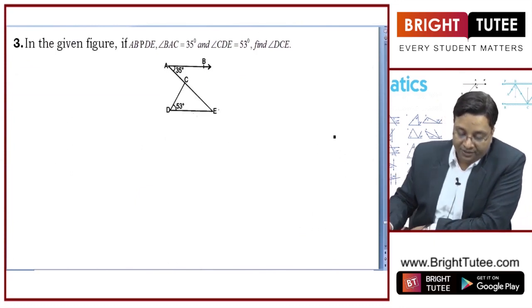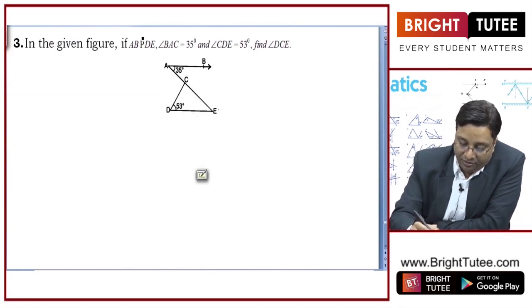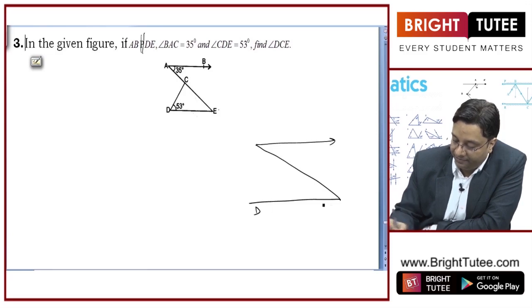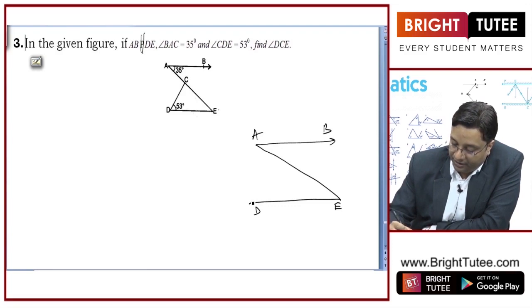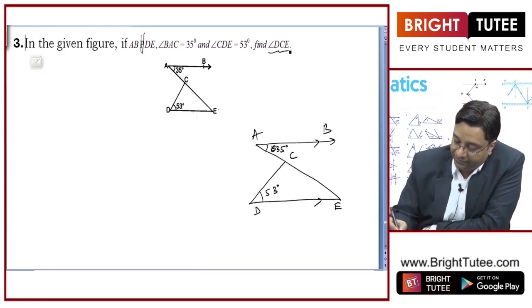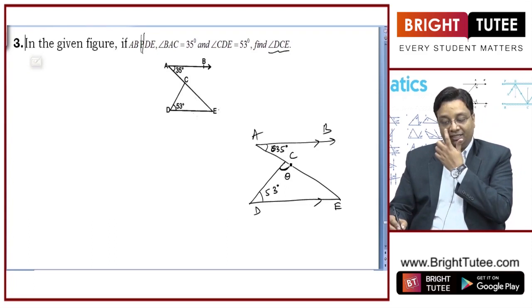In the given figure, if AB is parallel to DE, this line AB is parallel to this line DE. Okay, this is AB and this meets at C here. This angle is given as 53 degrees, this angle is given as 35 degrees. These two lines are parallel. We need to find angle DCE, so we need to find this angle here. Let it be theta. Okay, I have named it as theta.